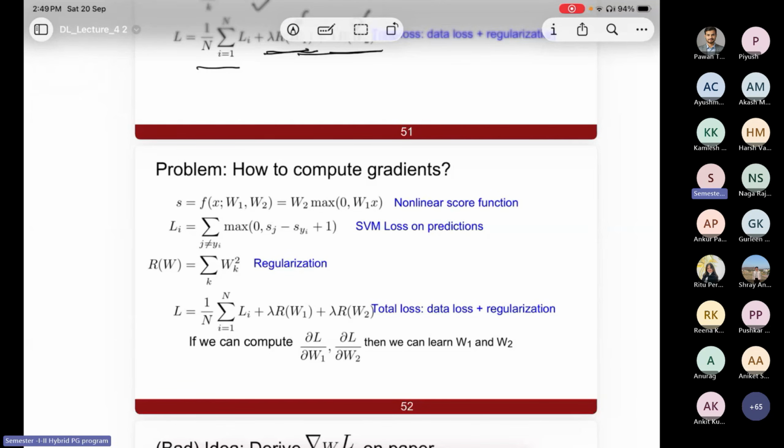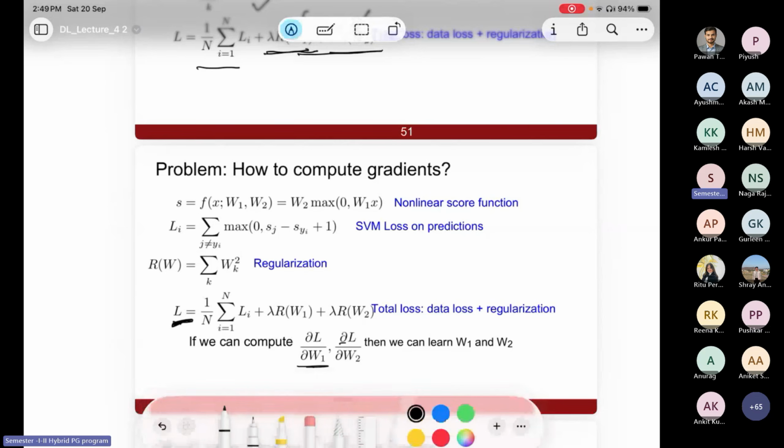Okay, so the goal is very simple. We got the loss, find the gradient of the loss with respect to W1, find the gradient of the loss with respect to W2, and our goal is solved. We will achieve the goal. Now let us start to find this gradient.